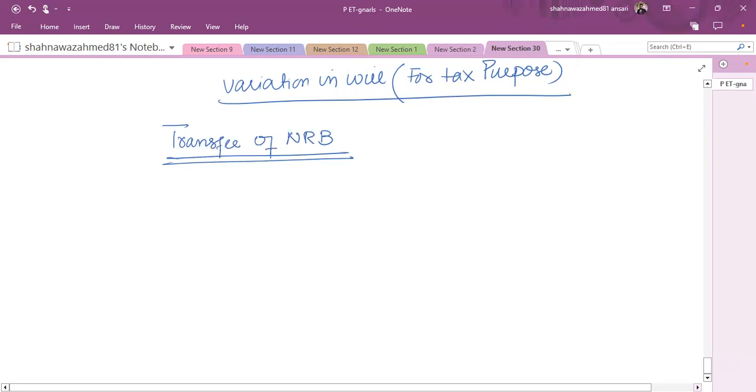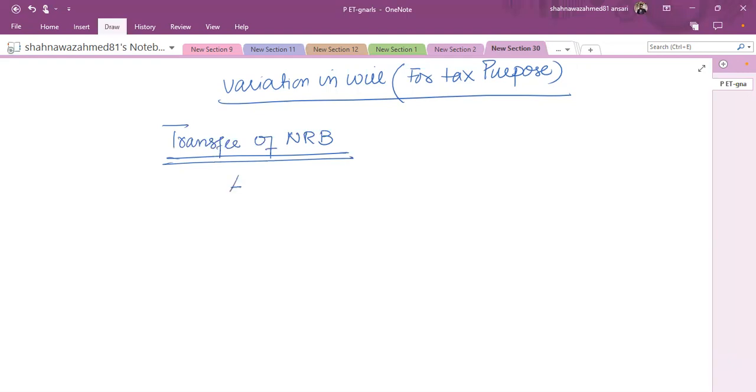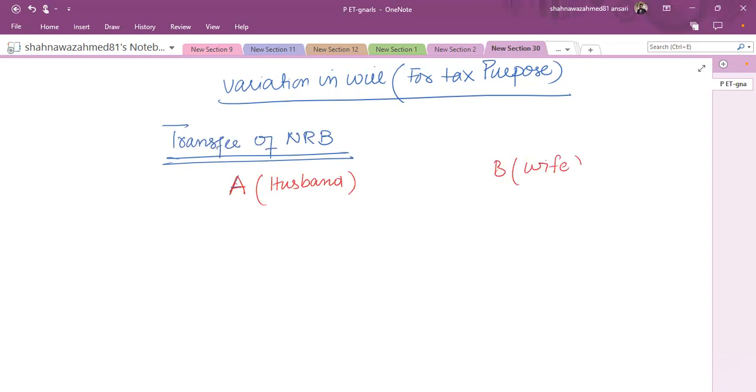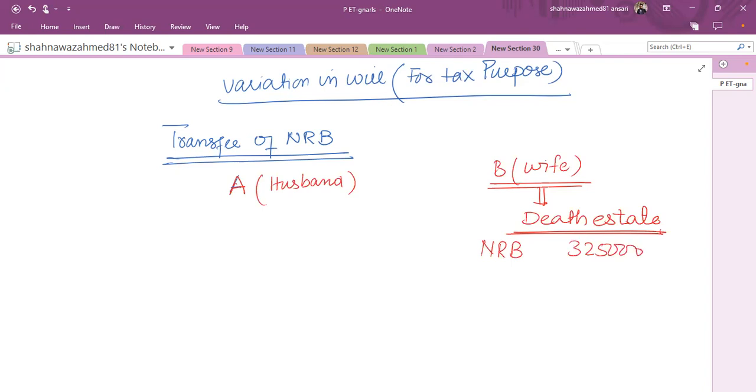For example, Mr. A and B. We are trying to calculate the death values. Here, we need to find out the value of his wife's death estate. So his wife's own NRB is given in the tax sheet, 325,000. And if there is any unused, then we will add this unused NRB to this figure, and as a result, the NRB will exceed.